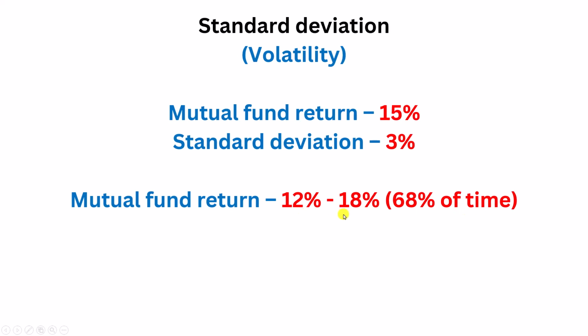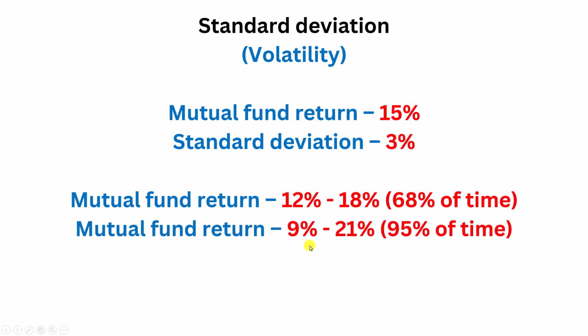Now, how did I get 12 and 18? See, the returns is 15%. 15 minus 3 is 12. 15 plus 3 is 18. So, if you look at the return of this particular mutual fund, it would be between 12% to 18%, 68% of the time.